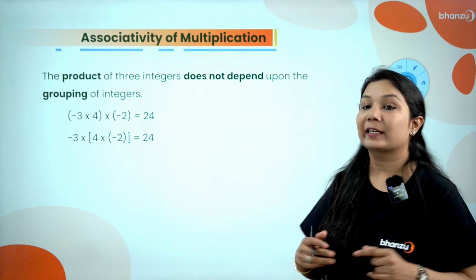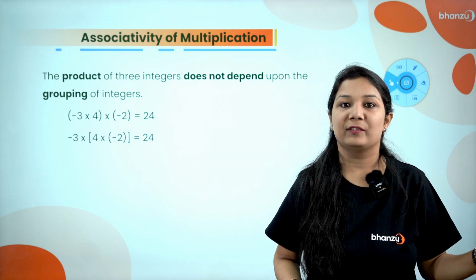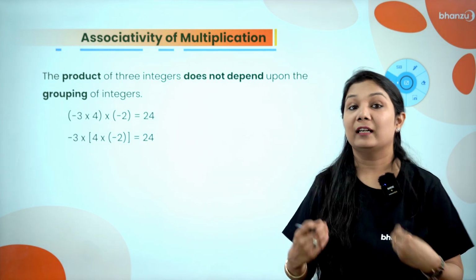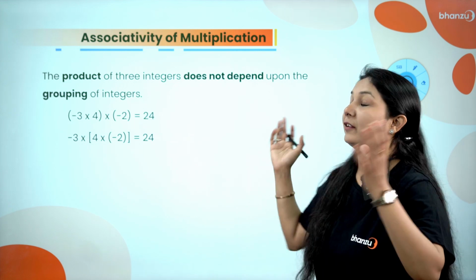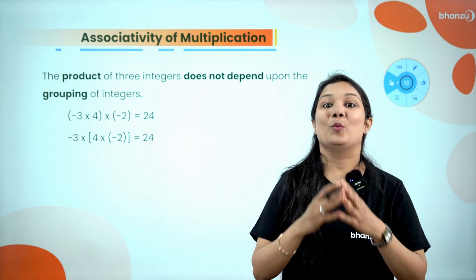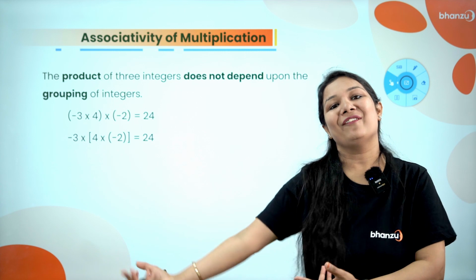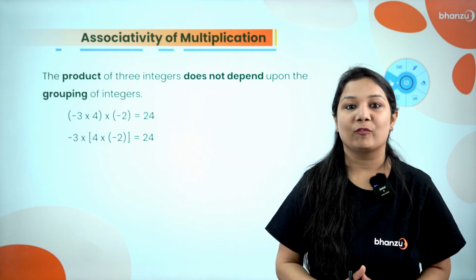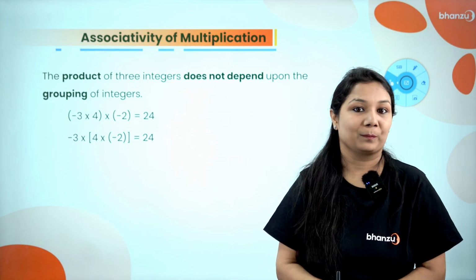So do not forget the basics that we had recalled in the previous session, right? What we had learnt in the previous session: if they are same sign integers, we get a positive product. Different sign integers, we get a negative product under multiplication, right?